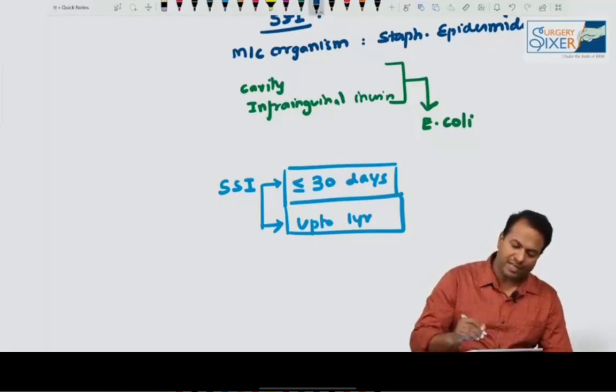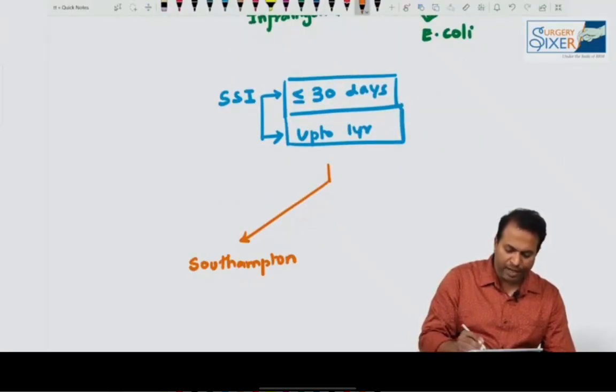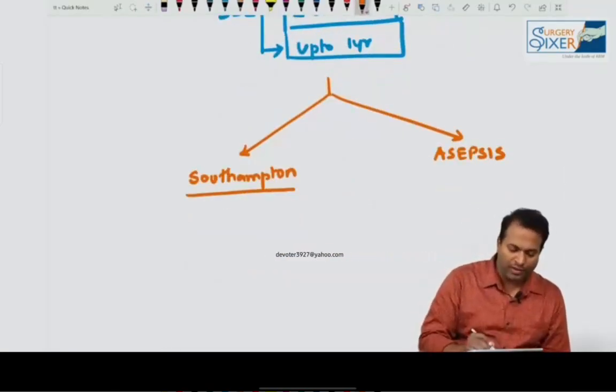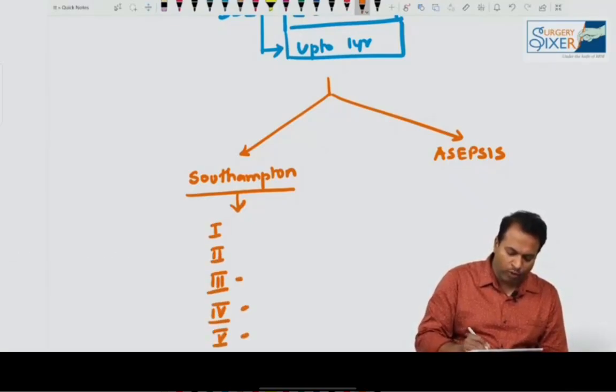Surgical site infection is graded by many grading systems. Bailey and Love mentions 2 important systems. One is the Southampton grading system, another is the ASEPSIS scoring system. The Southampton score is a very frequently asked question. It is of 5 grades: grade 1, grade 2, grade 3, grade 4, grade 5. Southampton wound surgical site infection grading system.